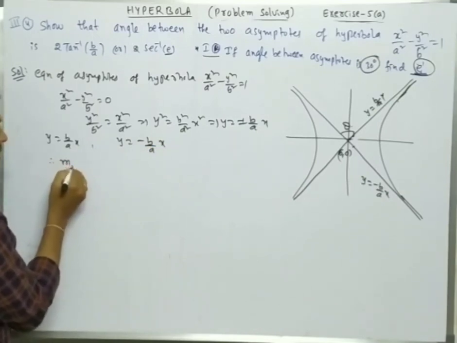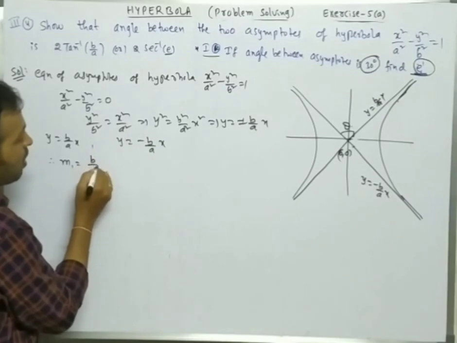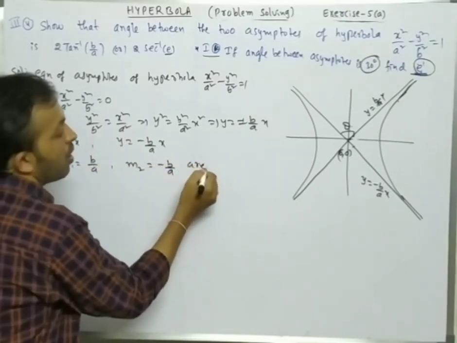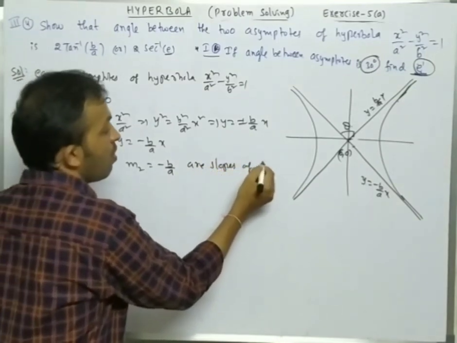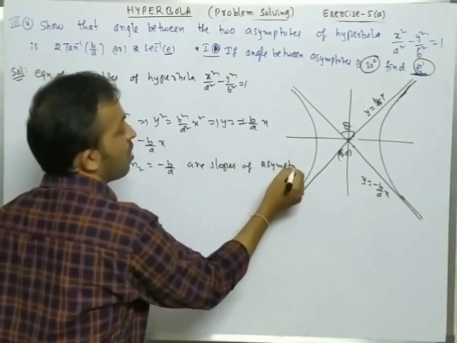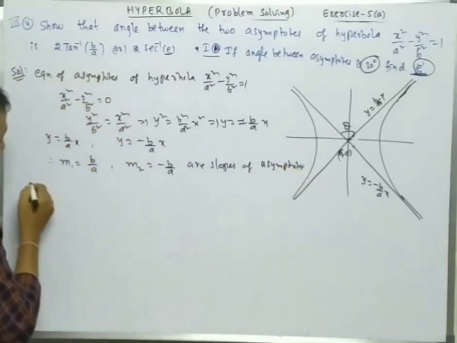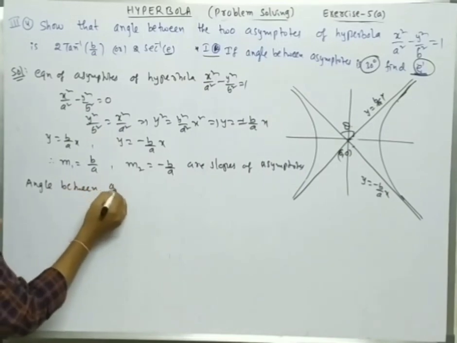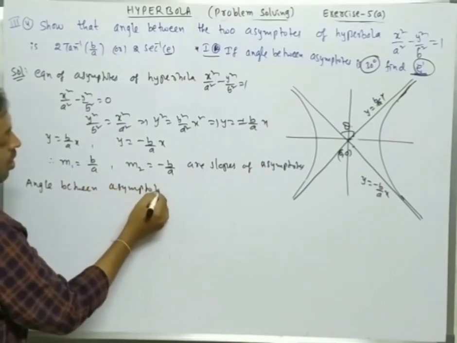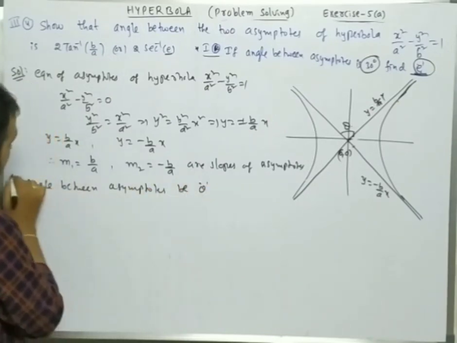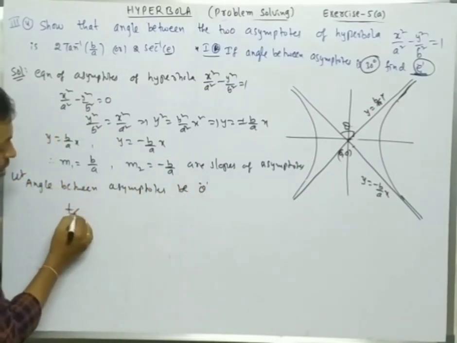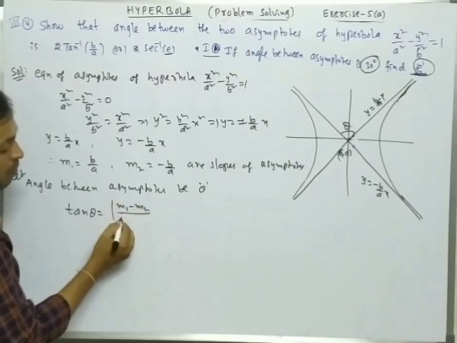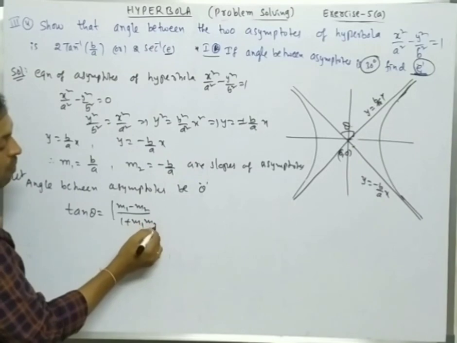So therefore m1, the slope of one asymptote, is b by a and the slope of the other asymptote is minus b by a. These are the slopes of the asymptotes, right? Now the angle between asymptotes. Let the angle between asymptotes be theta. Then what is the formula for the angle between two lines? Tan theta is equal to modulus of m1 minus m2 by 1 plus m1 m2.